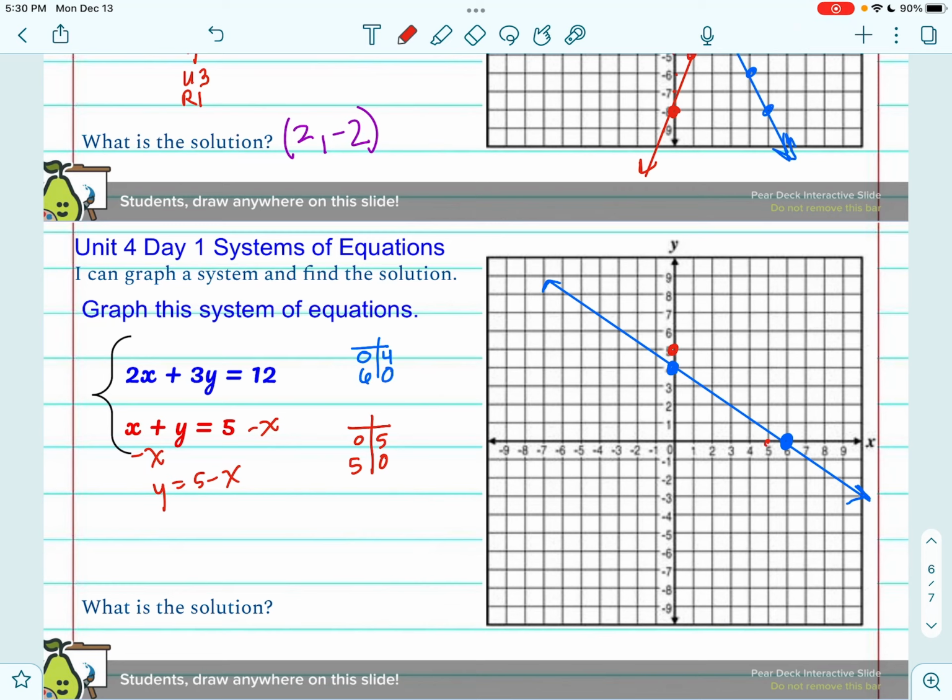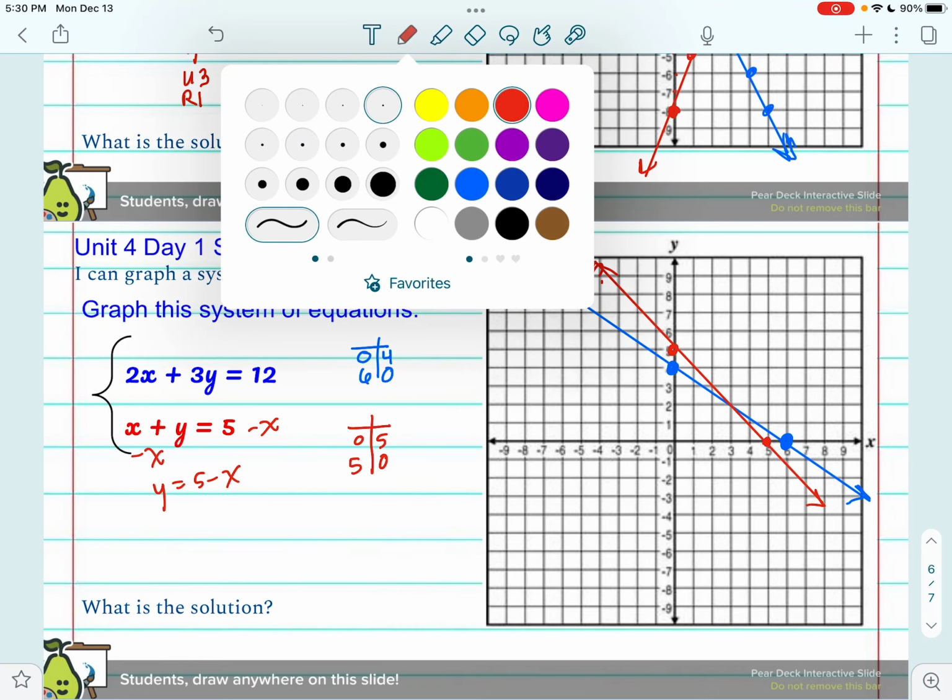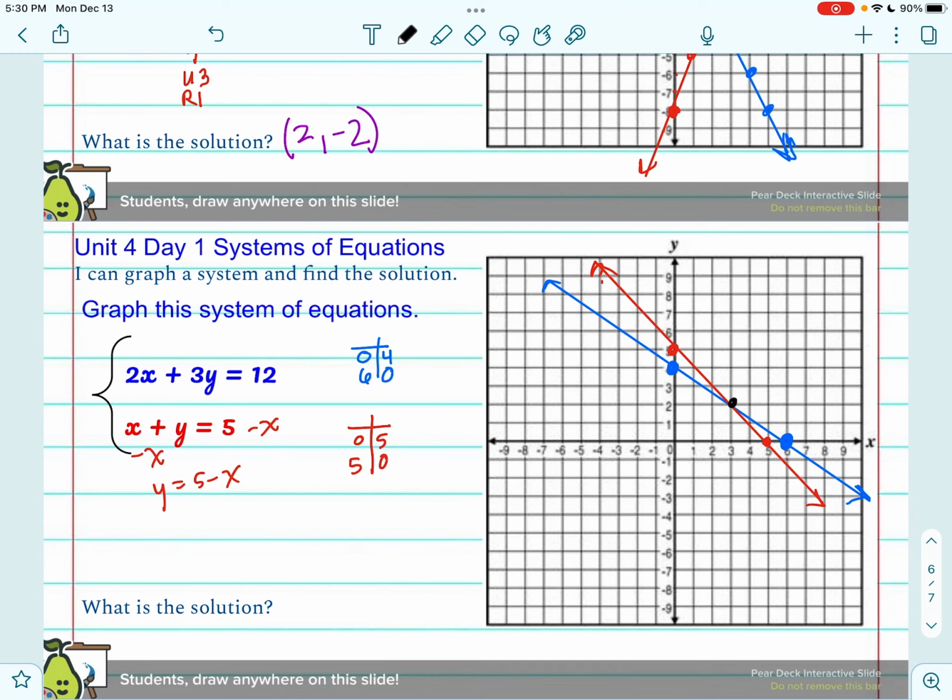All right, let's see. Okay, this one's going to be tough to tell, especially if I didn't draw a straight line. Eek, I hope I did. Okay, so drawing straight lines is super important, and I did. I can see it. It's right here. Over 3, up 2. So my answer is (3, 2).